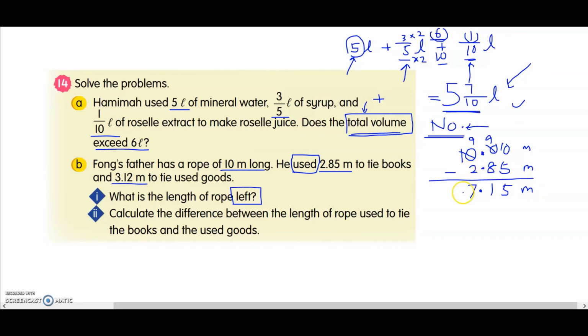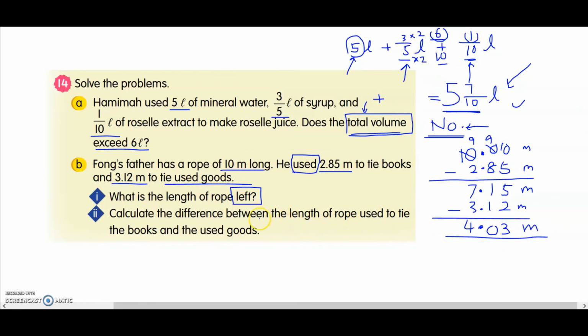Then we have to minus another 3.12 meters, because you use this to tie goods, to find out what is left. So you minus, decimal point, minus. So your answer is 4.03 meters.